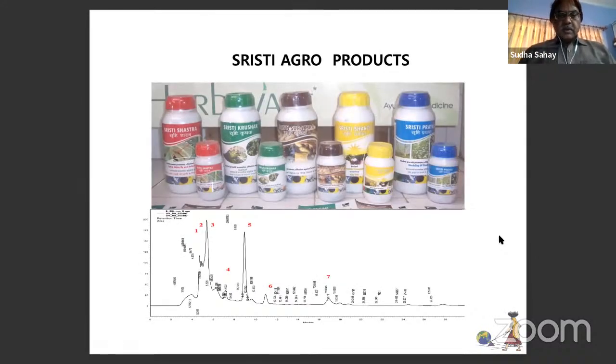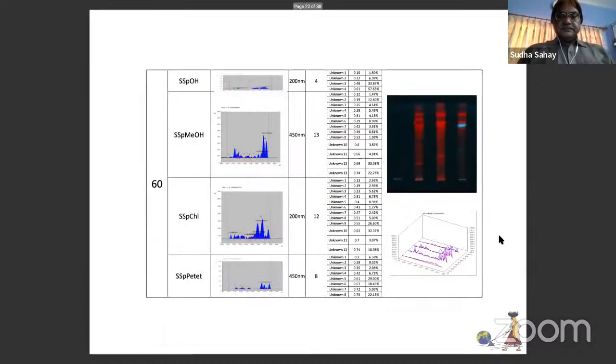These are some of the products, and these are the peaks which we are looking at, showing the marker compounds of different products which we have developed at the system. This is, as I told you, we may develop for the different primary and secondary markers. These are the markers in one of the plants which we have given the code number 60. These are the different band patterns which are visible.